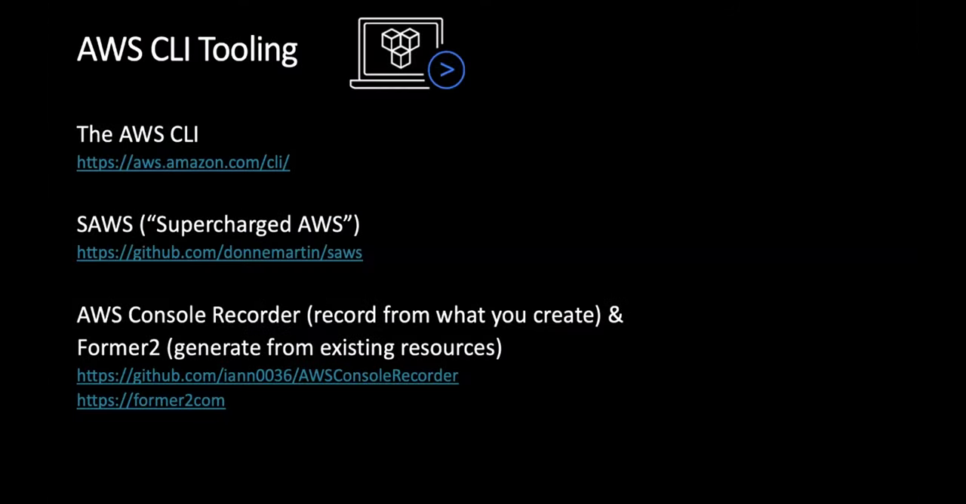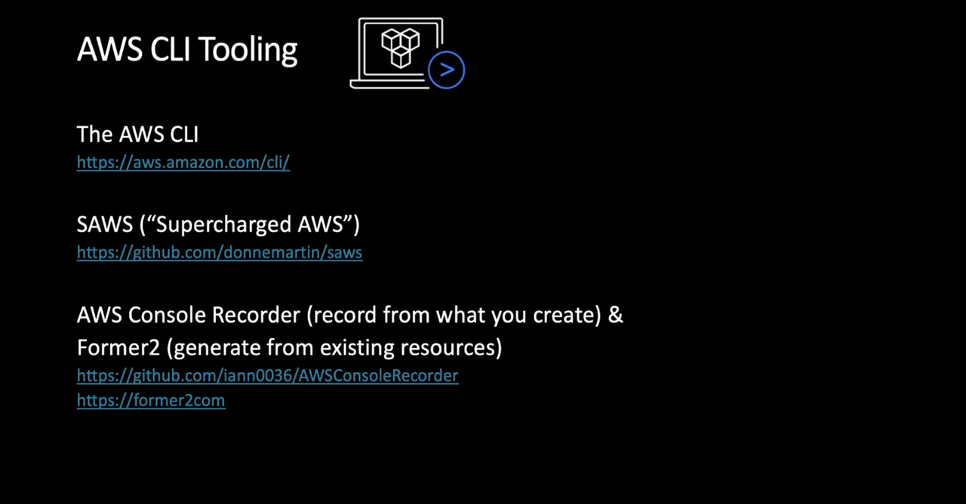So again, some other tips for you. There's how you can install the CLI for AWS. It's that first link. There's an alternative community-based CLI called SAWS, or Supercharged AWS. It's got some other fancy bells and whistles, like some cool cloud resource auto-completion and things like that. It might be worth checking out if you're into AWS already and you want more command line tooling in your life. Finally, the console recorder and then another tool by the same creator, links are there.